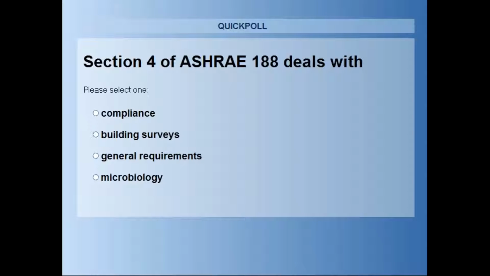The question up now is: Section 4 of ASHRAE 188 deals with what? A, compliance; B, building surveys; C, general requirements; or D, microbiology?